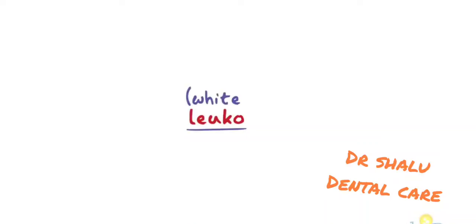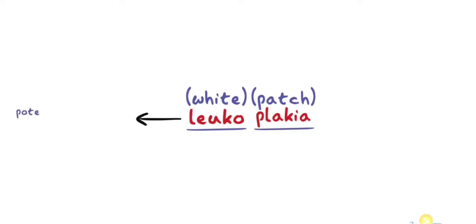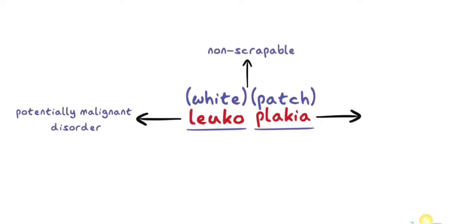Leuko stands for white and plakia for patch. Leukoplakia, classified as a potentially malignant disorder, is a white patch that cannot be rubbed off and cannot be clinically diagnosed as any other disease. It has had numerous definitions over the years since it was first defined.